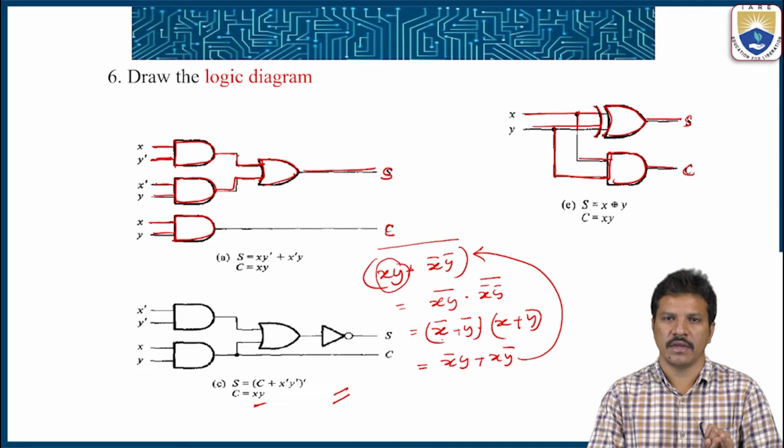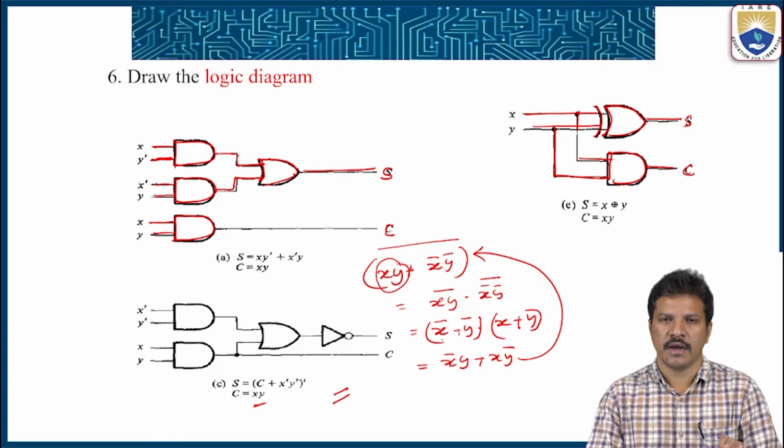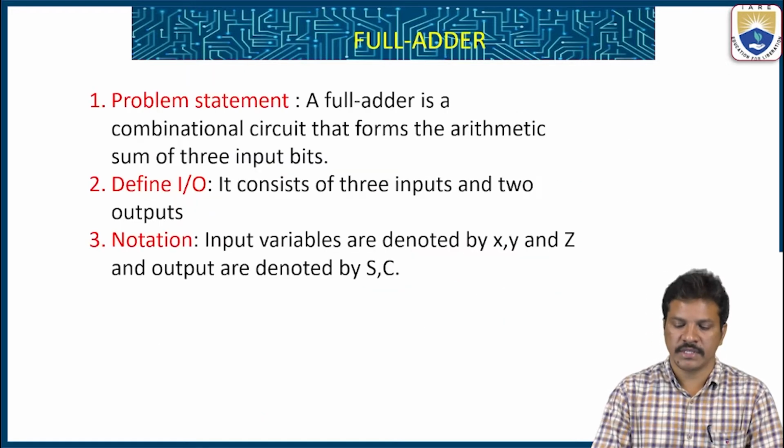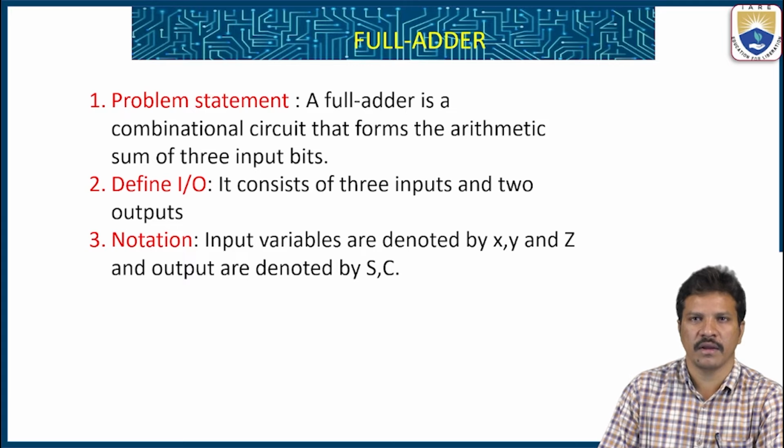So in this way we can follow these steps: define the problem, identify the number of inputs and outputs, assign variables to the inputs and outputs, create the truth table, apply the K-map to minimize the Boolean function, and then draw the logic diagram. The same steps we can apply for the full adder.